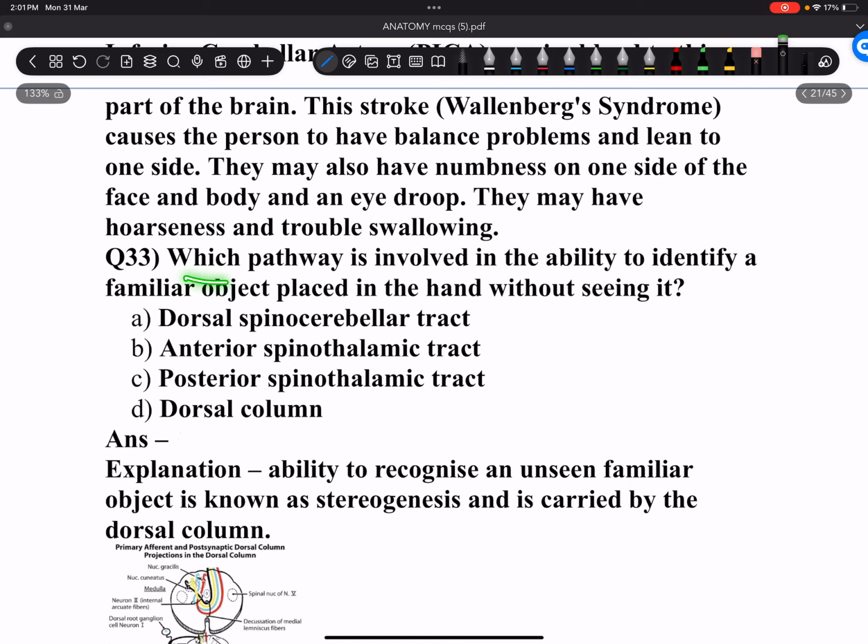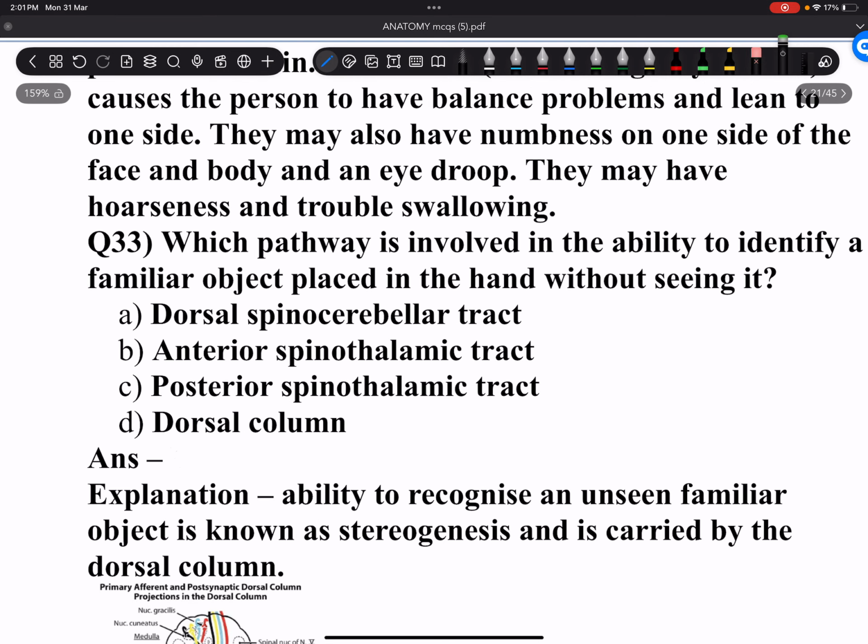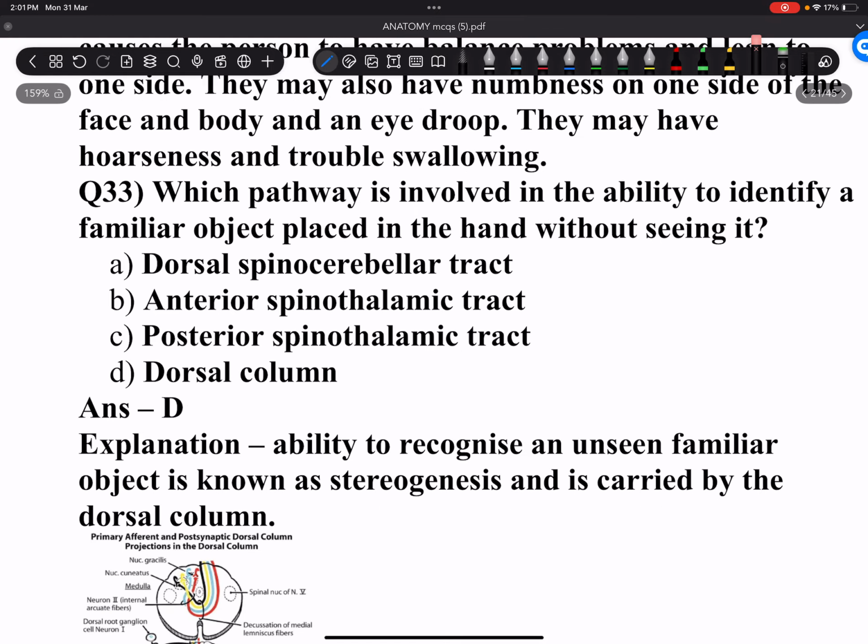Next question. Which pathway is involved in the ability to identify a familiar object placed in the hand without seeing it? What is the answer? Tell me. Yeah, D. Dorsal column.